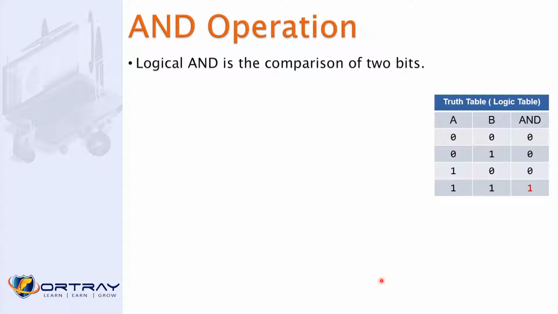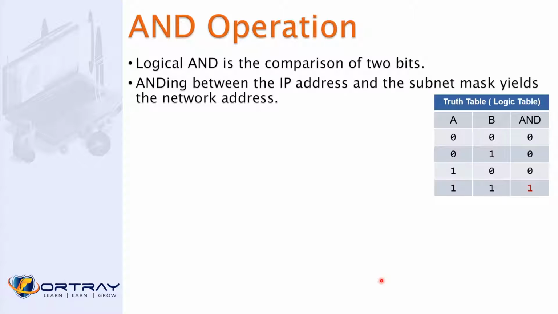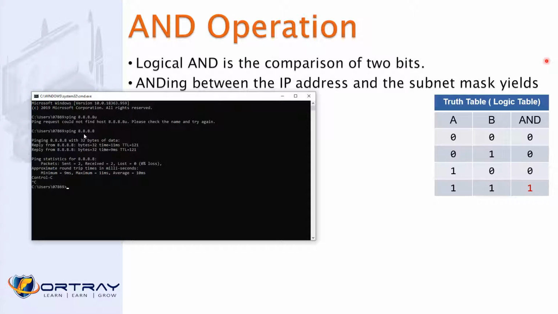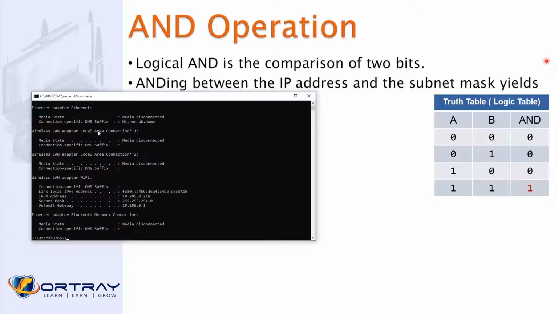So why do we do the AND operation? What is the AND operation? The AND operation, between the IP address and the subnet mask, yields the network address. Now, how can you find out, when you want to go to 8.8.8.8, I am pinging to my network outside. How can the computer understand whether this is my local network or a remote network? Does anybody know?